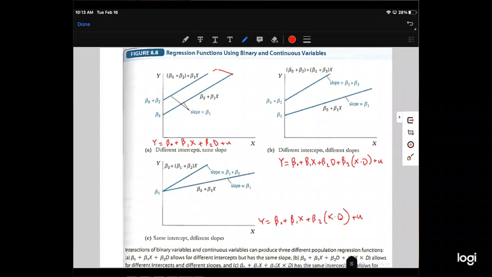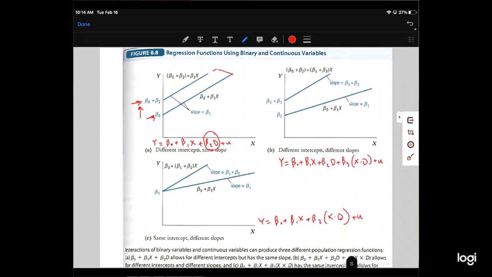The only thing that changes is the intercept. So when d is equal to 0, this term drops out, and we're just left with the lower line here. We're assuming that beta 2 is positive. And then when d is equal to 1, we're adding beta 2 to beta 0, and we get this line here. So we have an upward shift in our intercept, assuming beta 2 is positive, but the slopes remain the same.